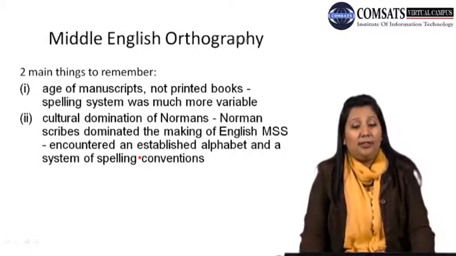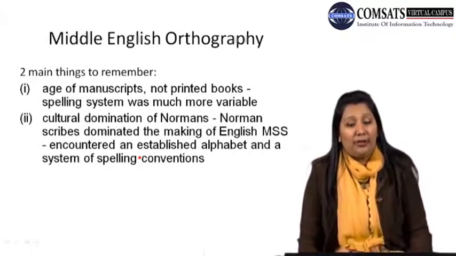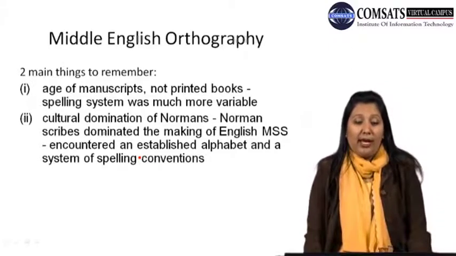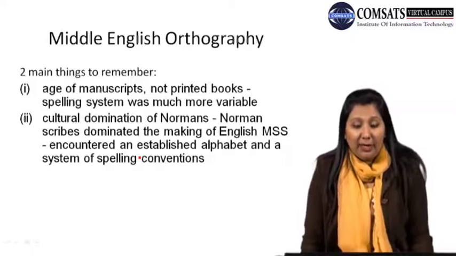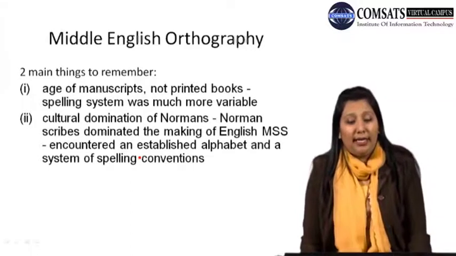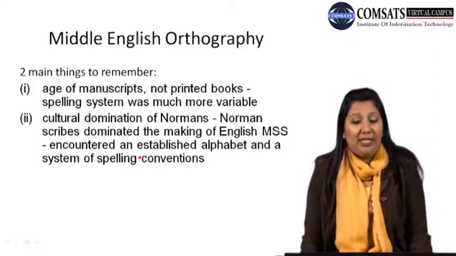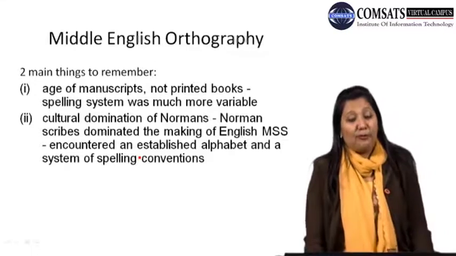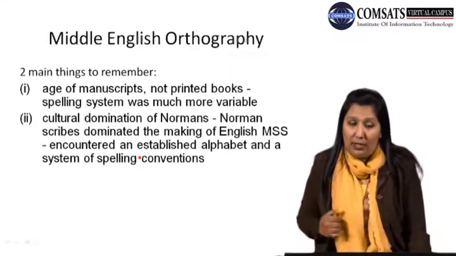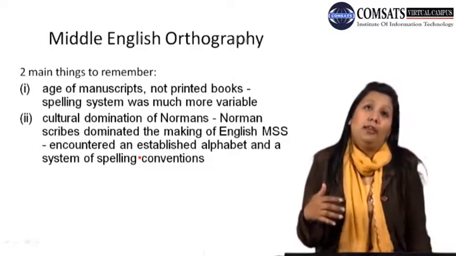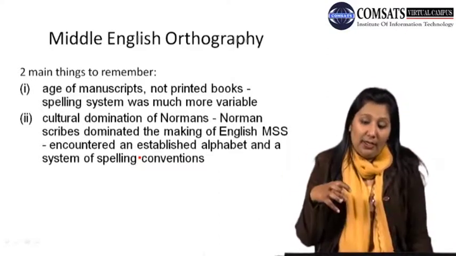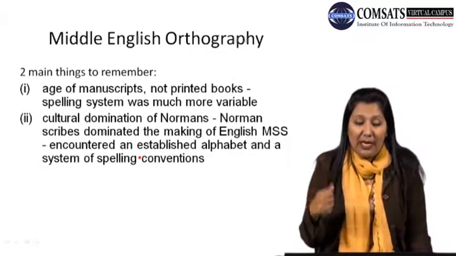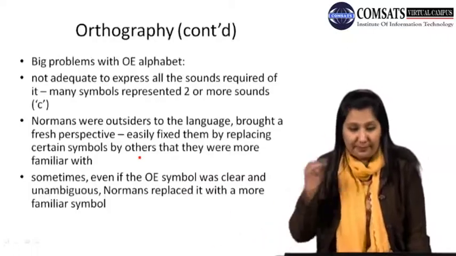The second thing to remember in Middle English orthography is that there was cultural domination of the Normans. Scribes dominated the making of English, and then it encountered Middle Standard English, which established the alphabet in a system of spelling conventions. Yes, the Normans were in power, and because of their power, they developed a spelling and convention system later on.